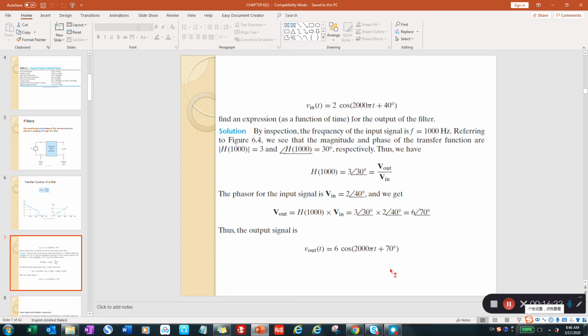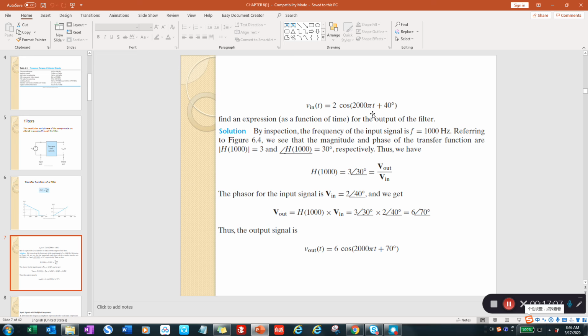So the three components, the amplitude, frequency, and the phase angle, are the three factors of the sinusoidal wave. If we know these three factors, we know exactly what is a sinusoidal wave. Now, if you look at this example, you can see this sinusoidal wave pass through the filter. The amplitude and the phase angle will change, but the frequency won't change.